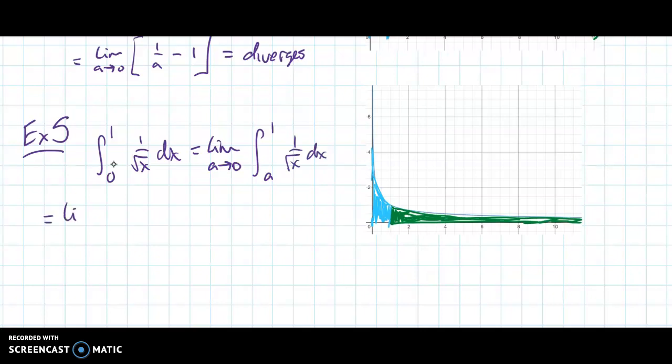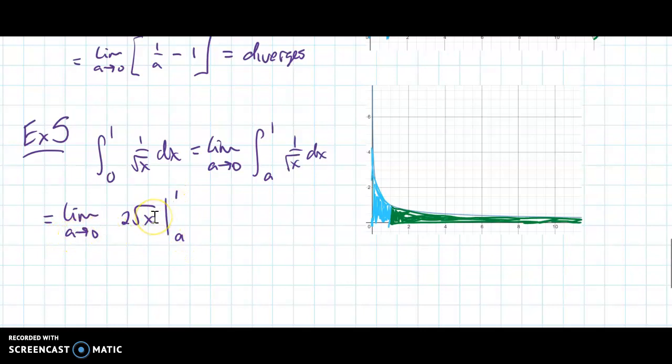So that is the limit, don't forget your limit notation, as a goes to 0 of, all right, I got 2 root x evaluated from a to 1. And notice in this spot here, I can't think about 0 being in here and numerically quantify it. It just goes to infinity. But look here, because of the power rule, bumping this power up by 1 unit when I integrate it, now I've got 2 root x evaluated from a to 1 when a goes to 0.